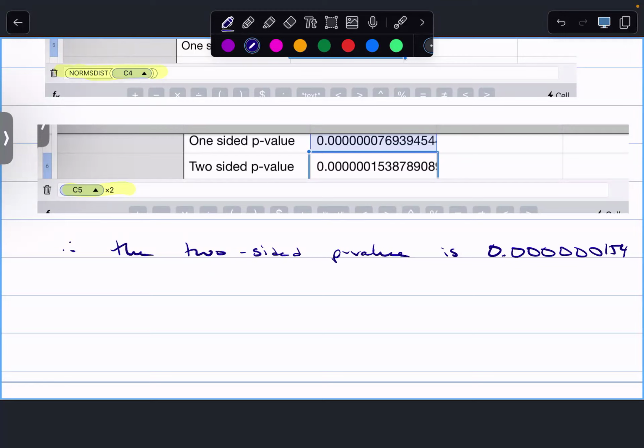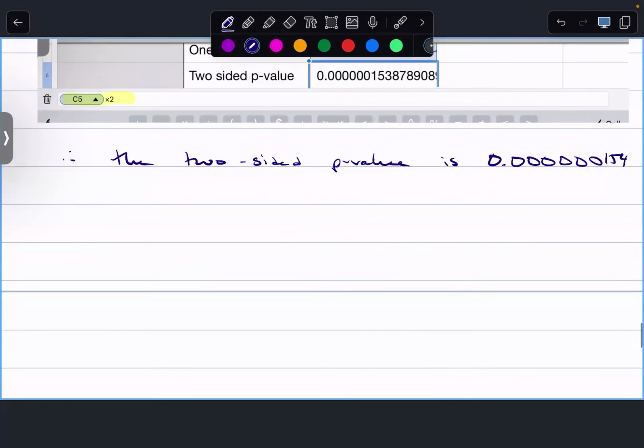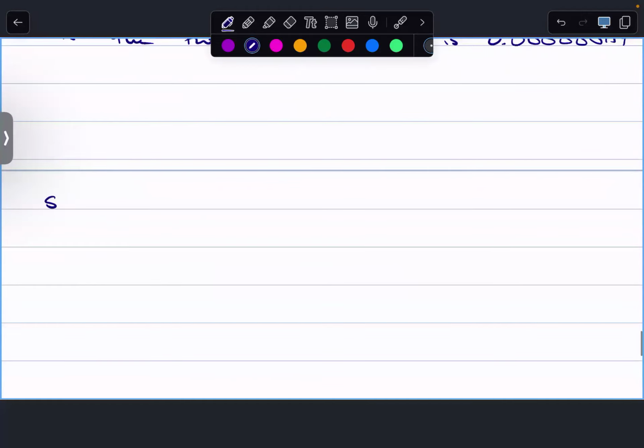And so now we can use this to draw our conclusion, right? If the p-value is small enough, which I say it is, why? Because it's less than 0.05, it's less than 5%, right? That's itty bitty. So now step 4, our conclusion.